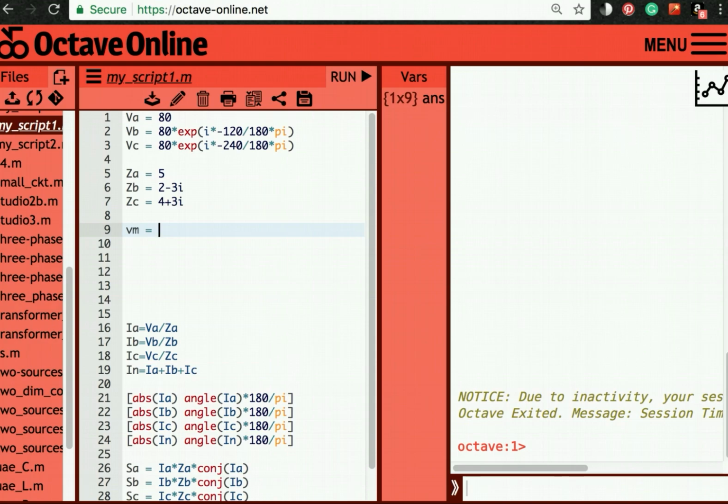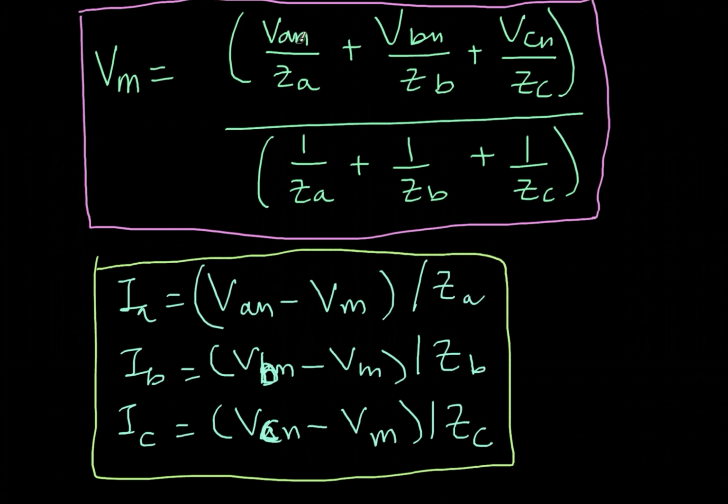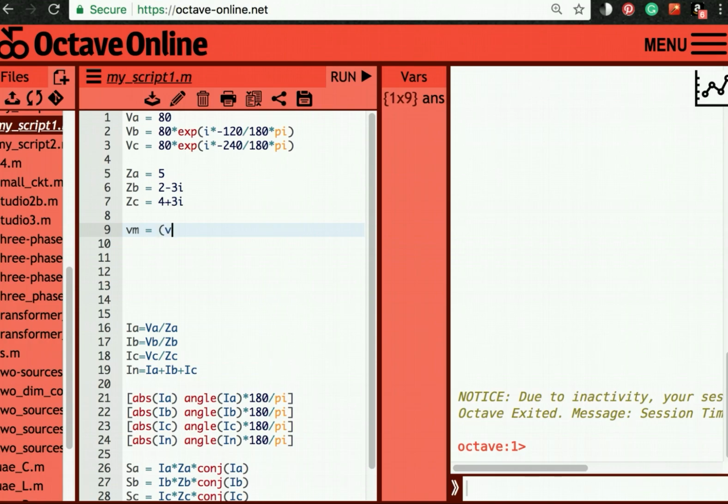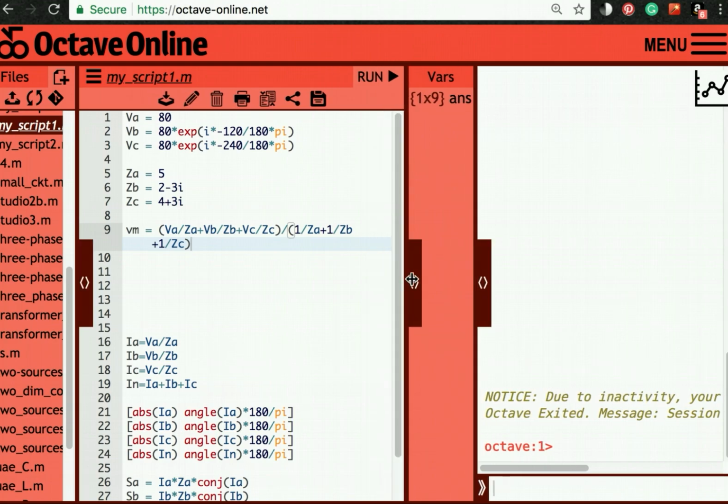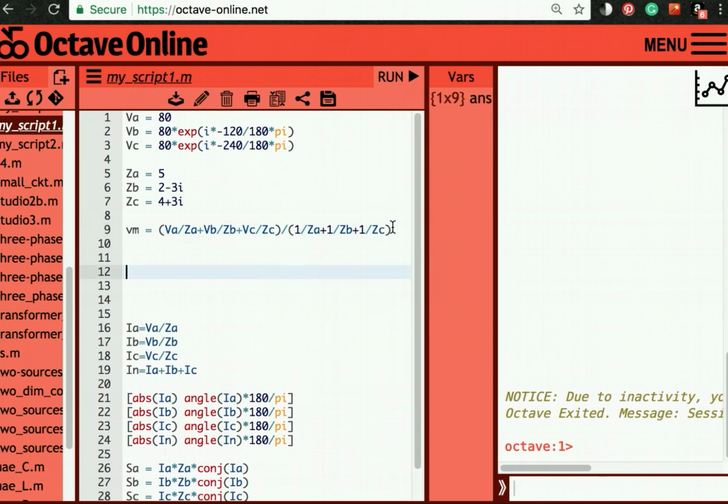What is VM? Just now we have seen here VAN by ZA. So, VAN, I'm in MATLAB, I'm using VA. So, VA by ZA, VB by ZB and VC by ZC. In the numerator I have VA divided by ZA, I think I should use capital VA, plus VB divided by ZB plus VC divided by ZC. And whole of this is again divided by 1 by ZA plus 1 by ZB plus 1 by ZC. Because I'm using a programming tool like MATLAB, this becomes very easy. The same thing, if you want to do it using a scientific calculator, you can still do it, it will be a slightly bigger process.